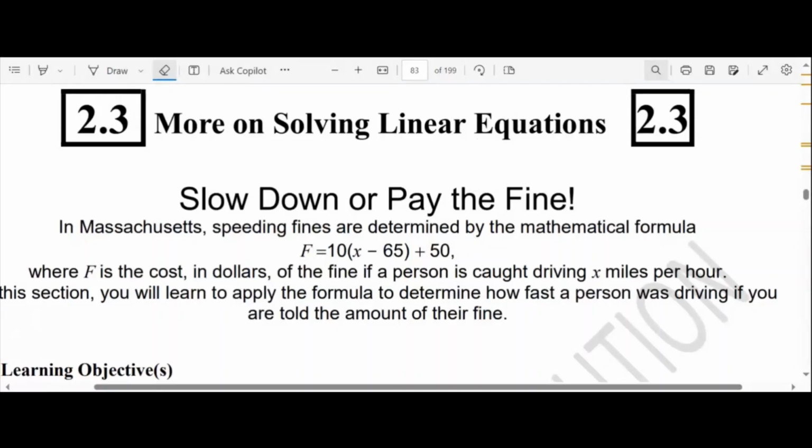2.3 More on solving linear equations. Slow down or pay the fine.